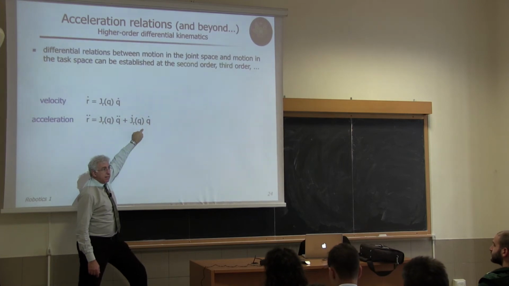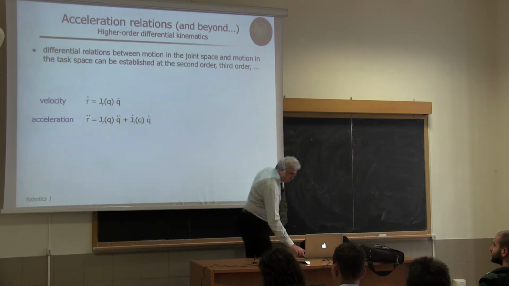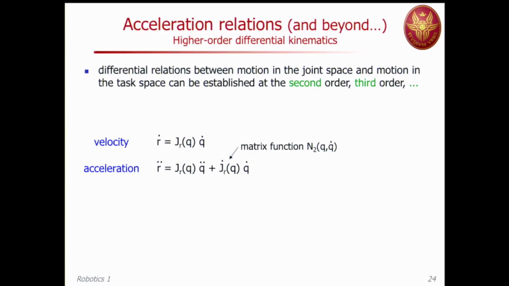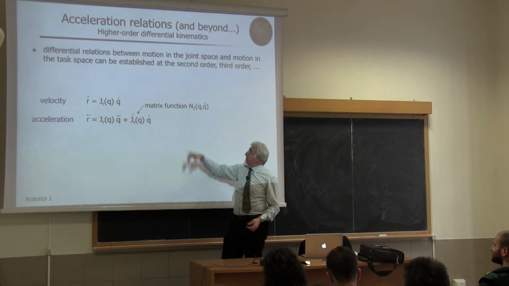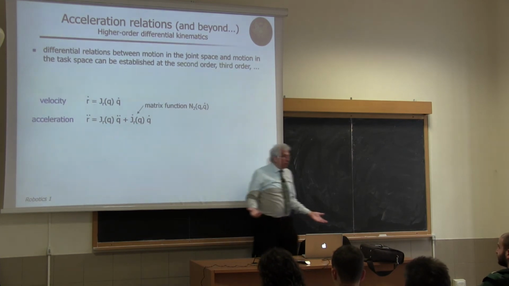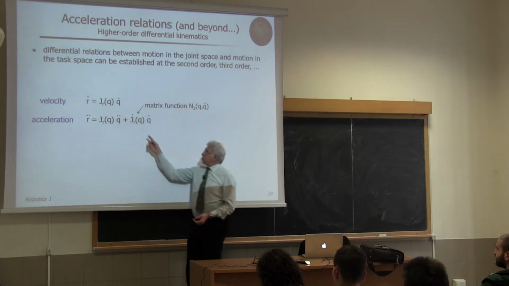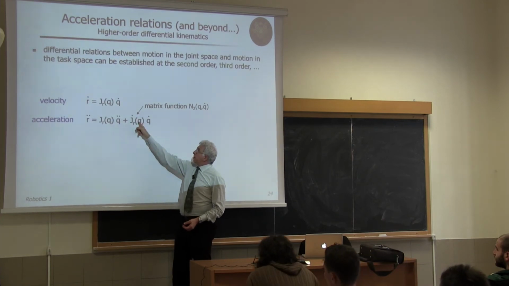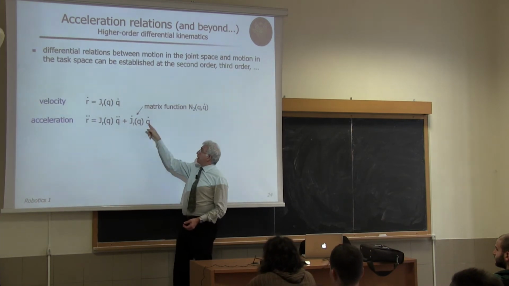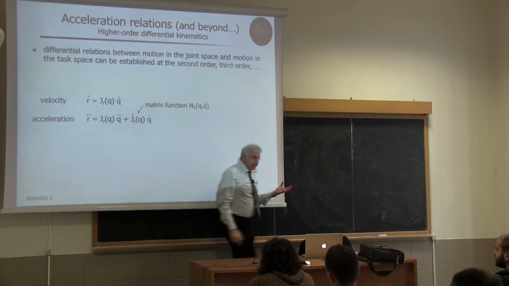In fact, inside this object, there are also velocities. So you could rewrite this saying that this is a new matrix that you label N2 because it's in the second derivative. And this new matrix is a function of Q and Q dot. Why am I saying this? Because you will recognize that inside this product, you have a linear dependence on Q dot here, a linear dependence on Q dot here. So these terms are quadratic in Q dot.